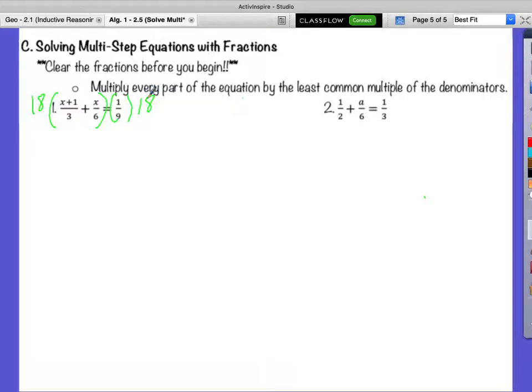And we have to distribute, right? We have to distribute, okay? So here's how we're going to do this. After we distribute, we're going to write it like this. 18 times x plus 1 over 3. That's the first fraction. I wrote the first fraction there. Now I'm going to write the second fraction. Plus 18 times x over 6. Now I'm going to write the equal sign. Now we're going to do the third fraction. 1 times 18 is 18 over 9.